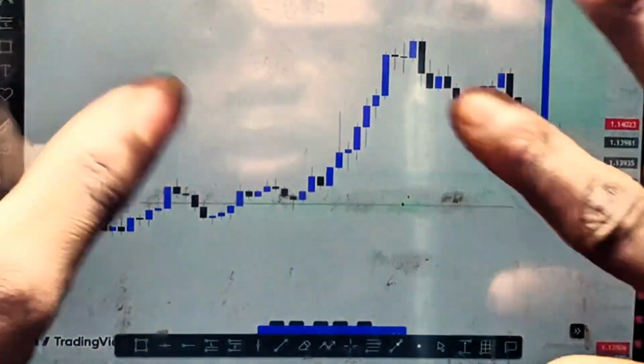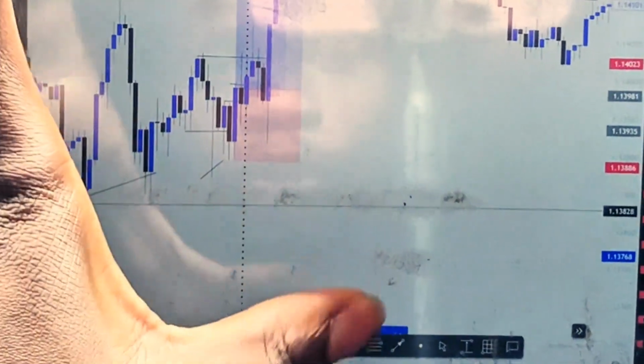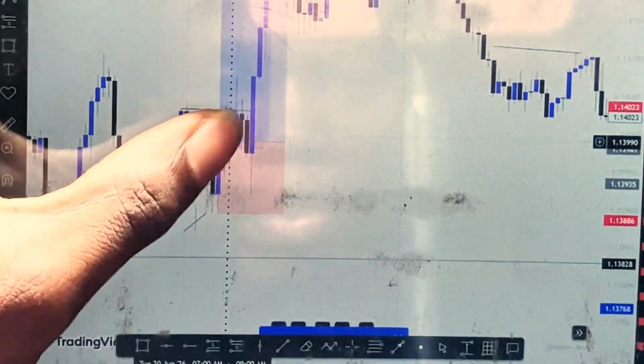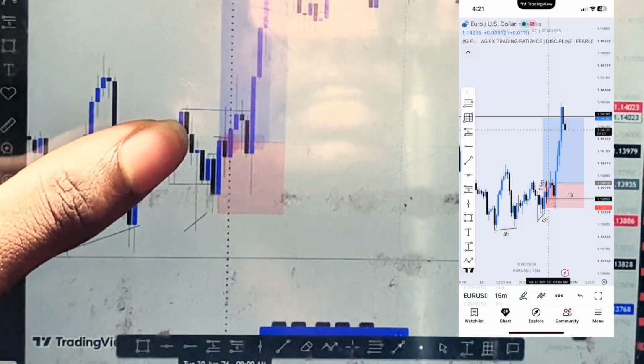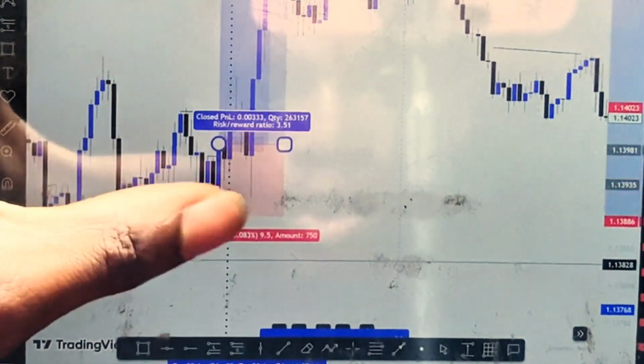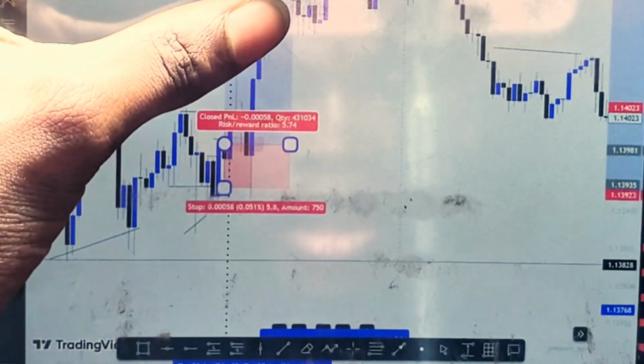Now I'm going to show you the mistake I made on this Tuesday trade. This is Tuesday. I see the change of delivery, I wait for price to retrace a little bit back to this spot and enter my trade. But I wasn't paying attention, and I set my stop loss right below this area. That is why I got stopped out.